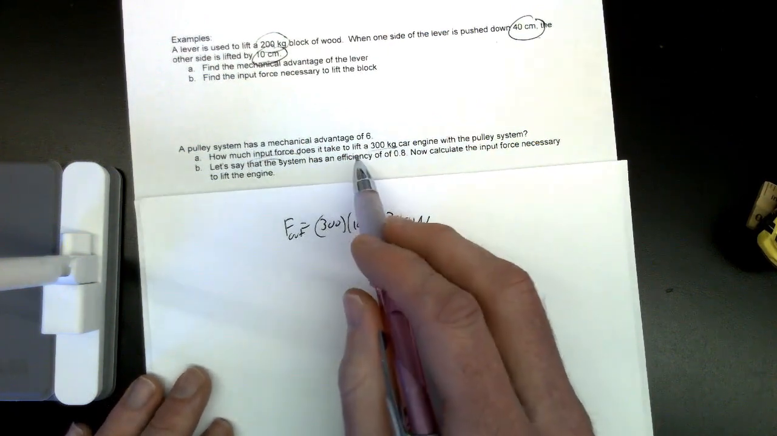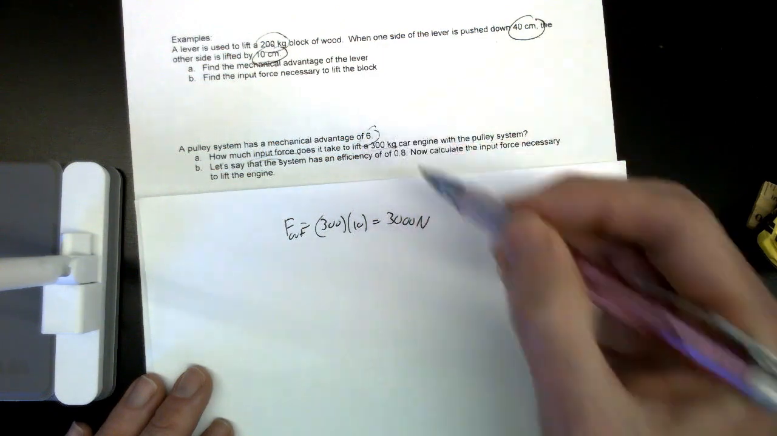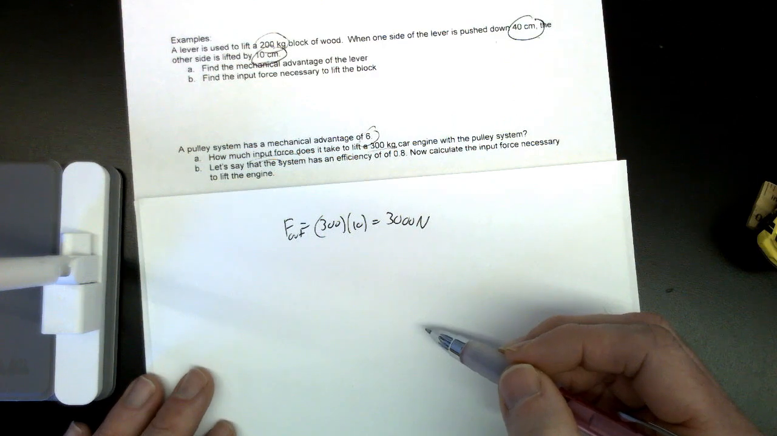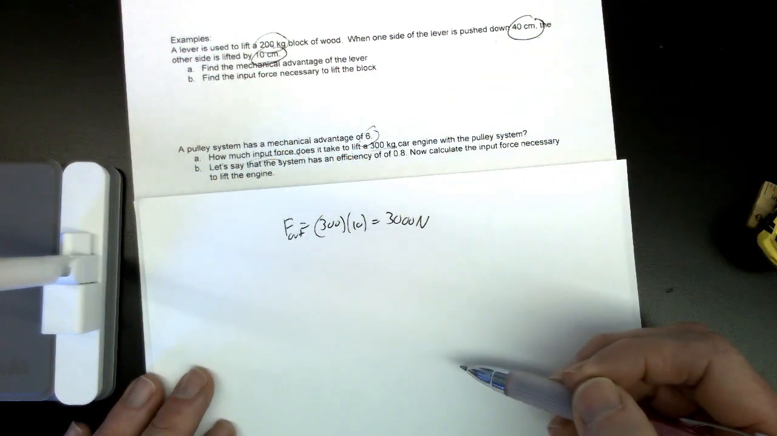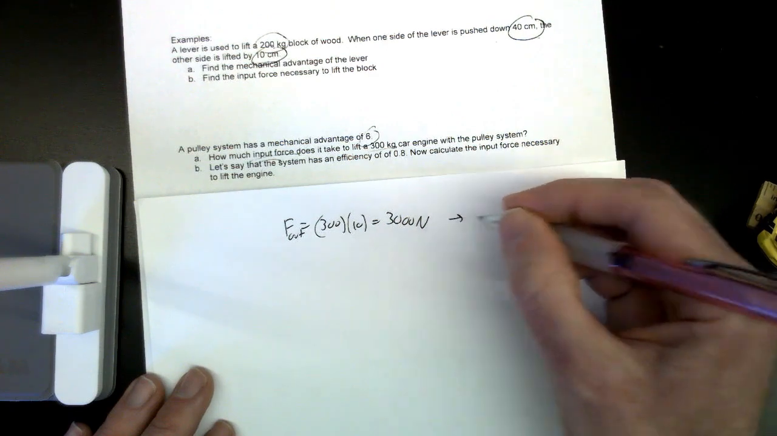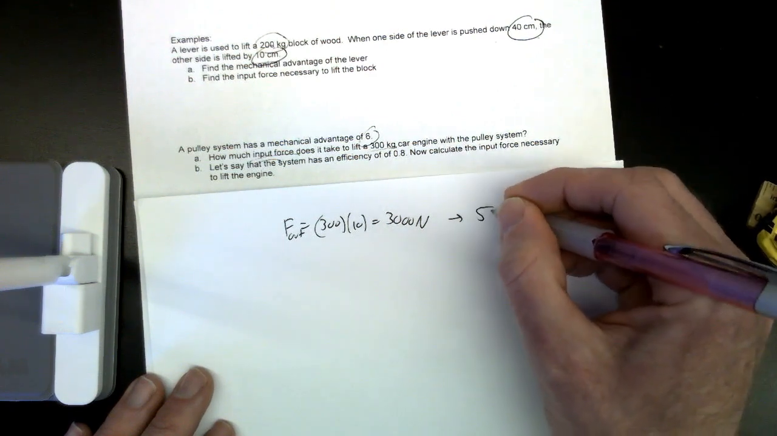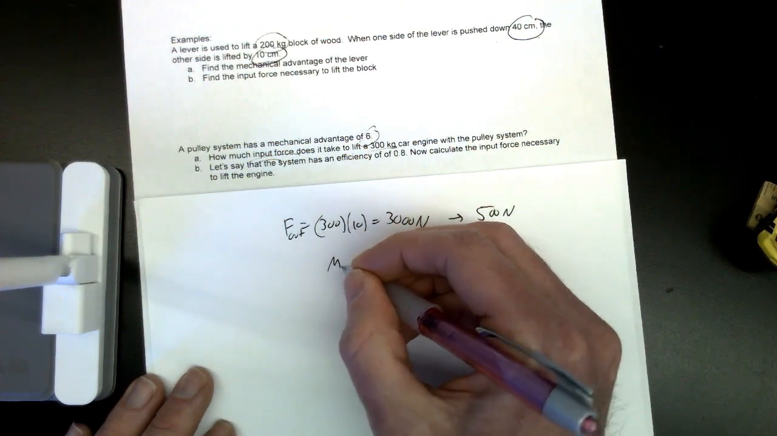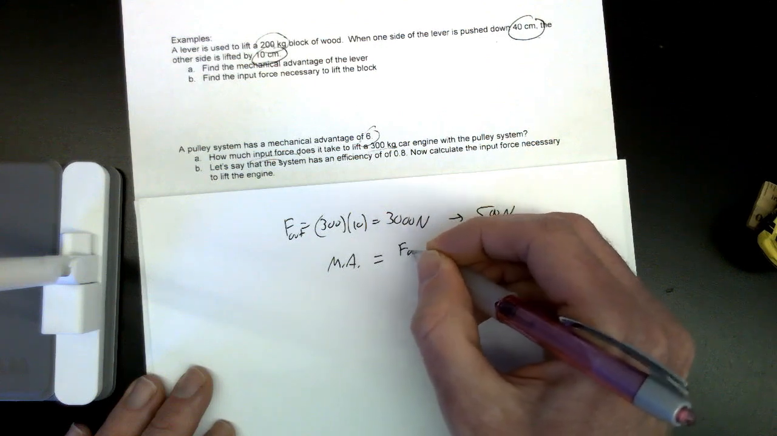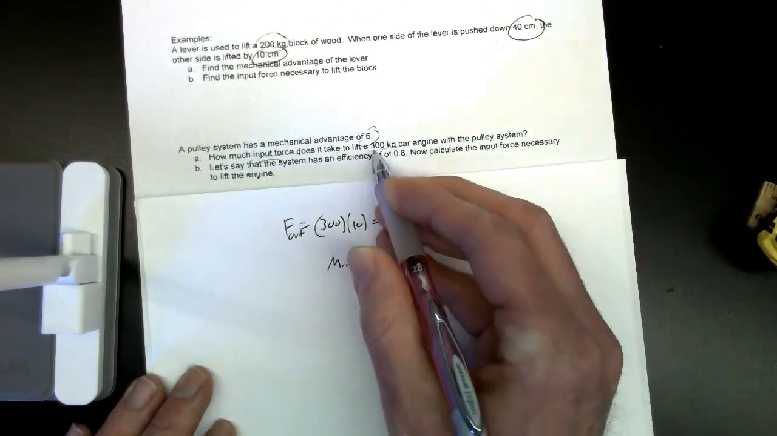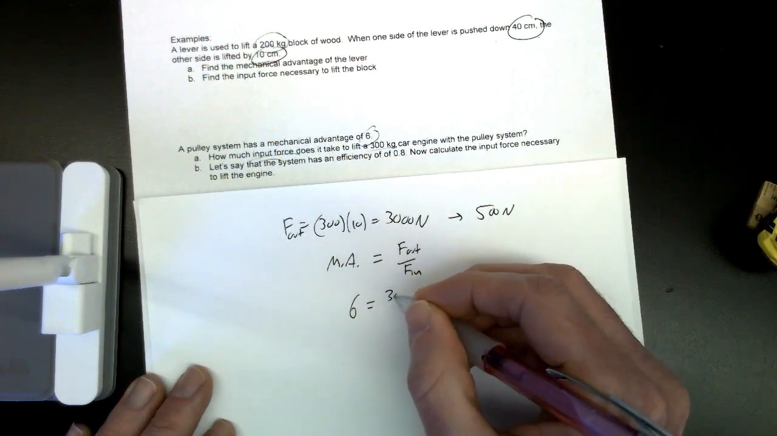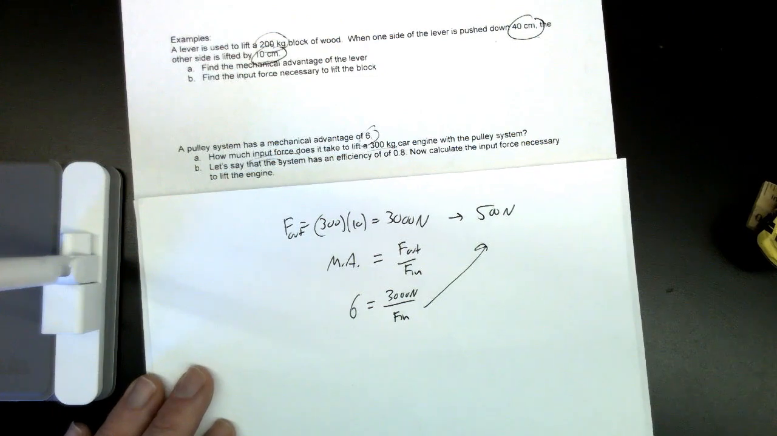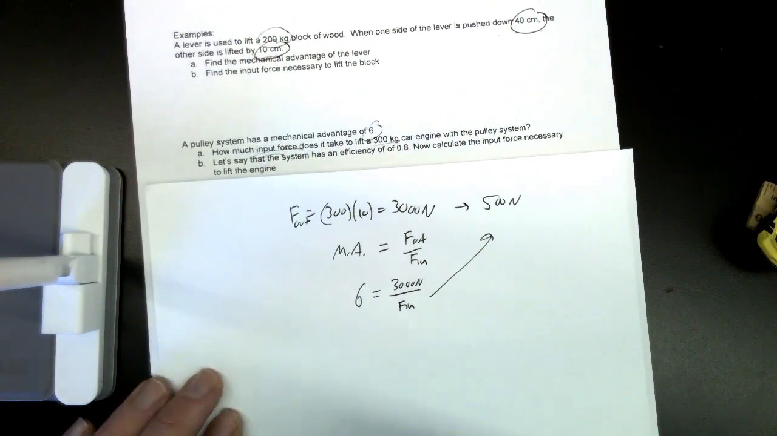So my input force, without even doing an equation, is going to be 6 times less than that, right? I have to put in 1/6 as much input force as the output force. That's what it means to have a mechanical advantage of 6. So I can just divide this by 6, and that's going to give me 500 again, same as the last problem. But if you like to do an equation, then mechanical advantage is force out over force in. My mechanical advantage is 6, my force out is 3,000 newtons, and I'm just trying to find my force in, and I'll get 500 newtons out of that.